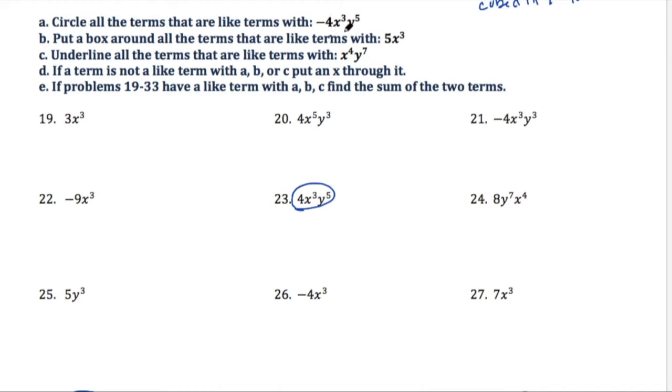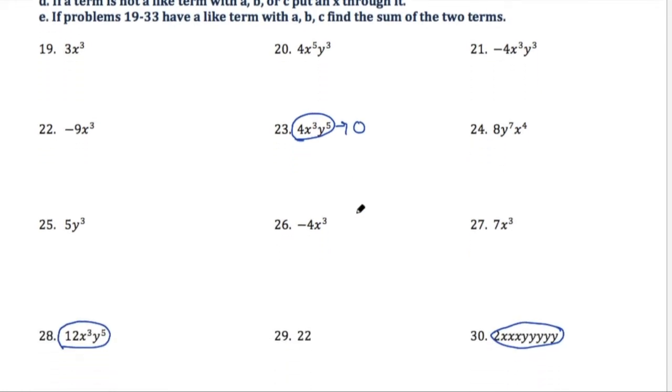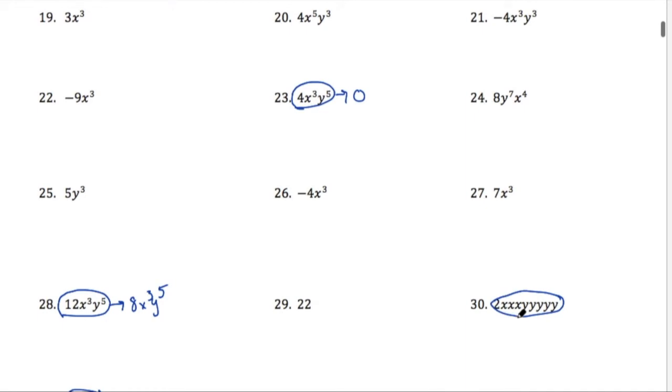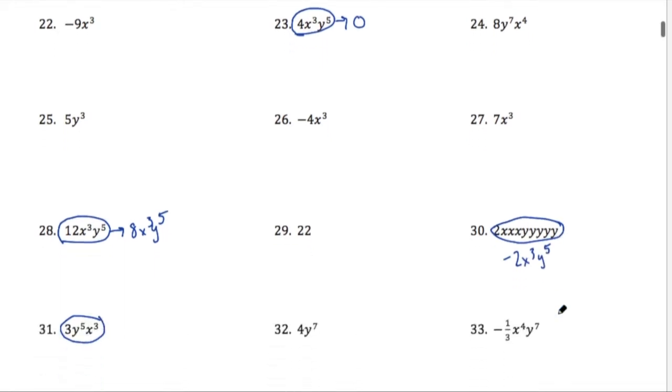So we had negative 4x to the third, we're adding it to 4x to the third, y to the fifth. So this would lead us to 0 for part E. For our next one, we had negative 4x to the third, y to the fifth. When we combine that, we have 8x to the third, y to the fifth. In number 30, that's 2x to the third, y to the fifth, and negative 4x to the third, y to the fifth is negative 2x to the third, y to the fifth. And then lastly, we have 3x to the third, y to the fifth. So that's going to give us negative x to the third, y to the fifth.